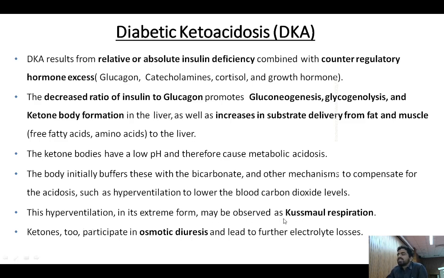This hyperventilation has a particular term in diabetic ketoacidosis, known as Kussmaul's respiration. This is basically difficulty in breathing. Basically, you will have deep, rapid breathing. Okay, you are not able to breathe properly. Kussmaul's respiration. And these ketone bodies also cause electrolyte loss through diuresis.